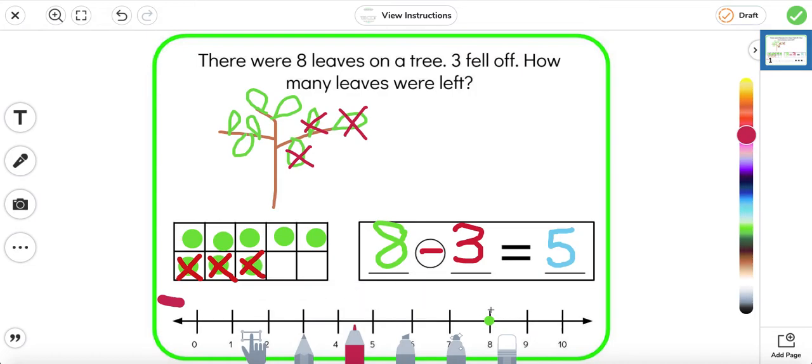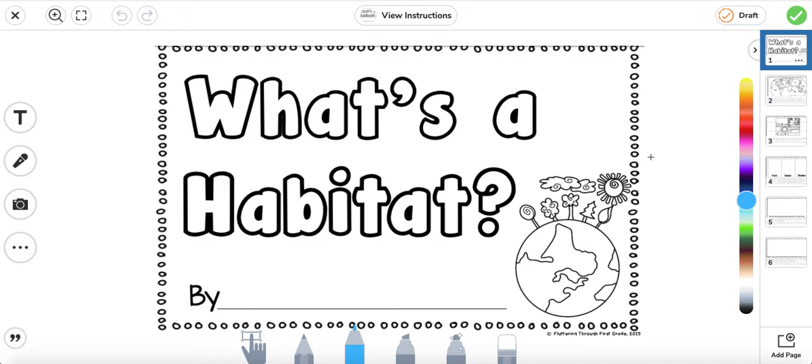Okay, we're going to go 3 times. 1, 2, 3. So we stopped at the number 5. And so yes, we have 5 leaves, 5 here, 5 here, and 5. So that means we checked all our work and we got the answer right. Great job. Next, we're going to move on to science.